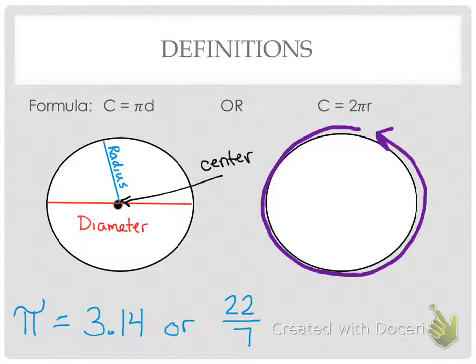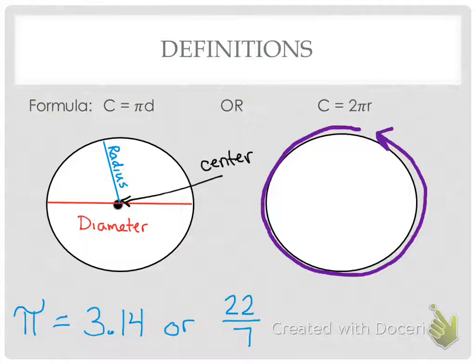The next thing you need to know is the center. The center of a circle is the point by which we base our radius and our diameter. Okay, so that's our center point. The radius is halfway through the circle. It's from the center to one of the edges, and the diameter is the entire width of the circle.